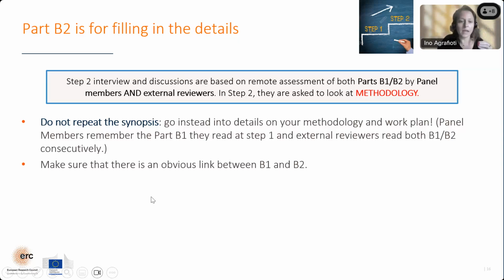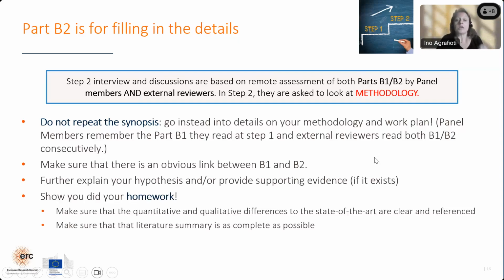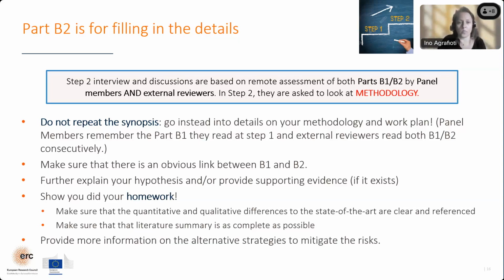Okay, so further explain your hypothesis, provide any supporting evidence if it exists, show that you did your homework. If you're in a life science kind of thing, what are the quantitative differences, what are the qualitative differences to the state of the art, so that they are clear. Make sure that your literature summary is as complete as possible. You don't want external reviewers to say, yeah, but the literature survey is not complete, and this group has done this and this group has done that. Make sure that you have done your homework.